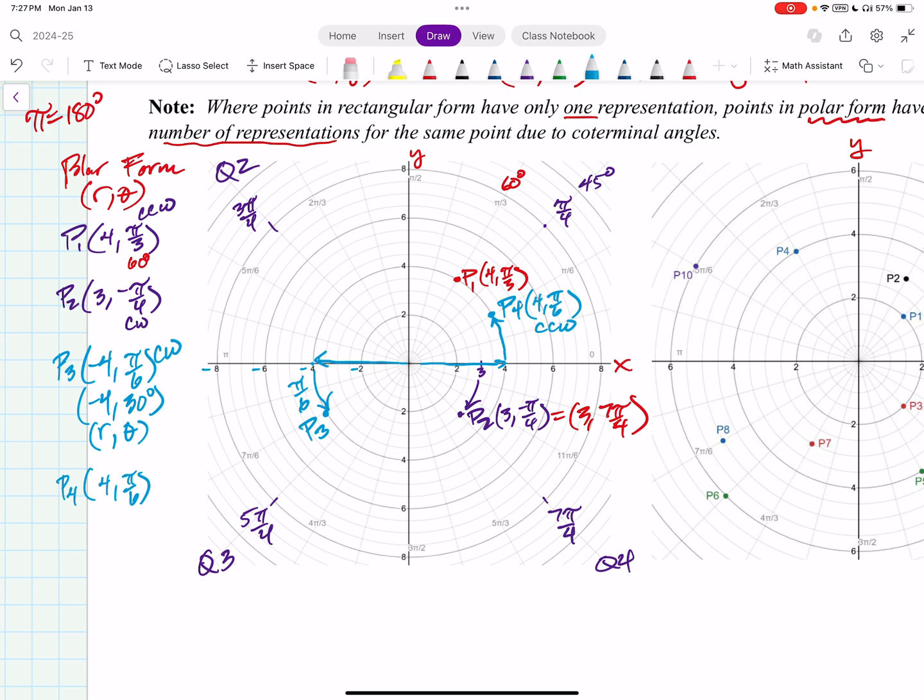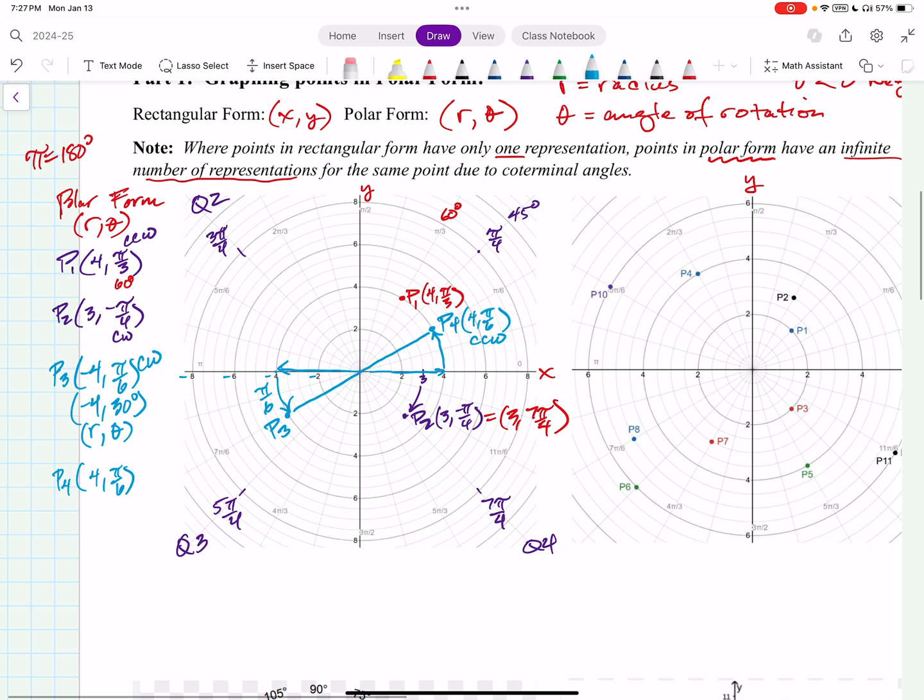Now, how do you get to negative 4 pi 6? Well, if you look at the relationship between P3 and P4, if I just draw a line between the two, you notice they're opposite of one another. So P3 and P4 are opposites. So write down opposites here.